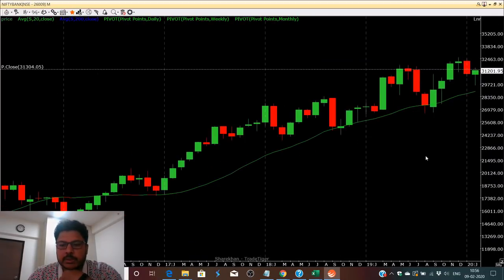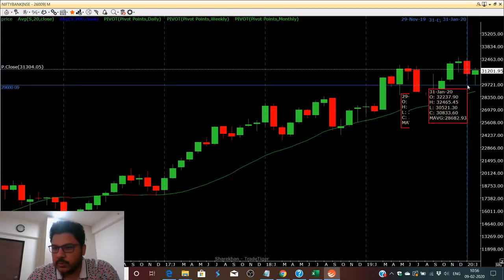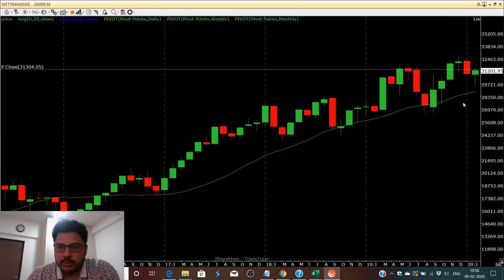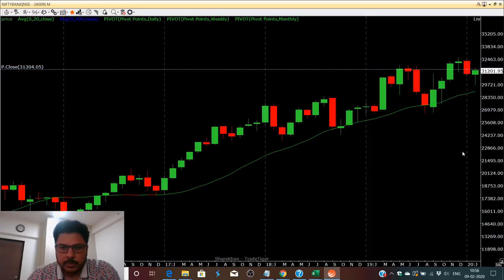So monthly, you can see this is our 20 period moving average, and monthly looks bullish, and it is retracing from this zone, which is your 20 period moving average zone. So this is a bullish sign, and if this month it closes like this, and the next month if it opens above this or crosses above this, then it is going to go bullish for the next month.